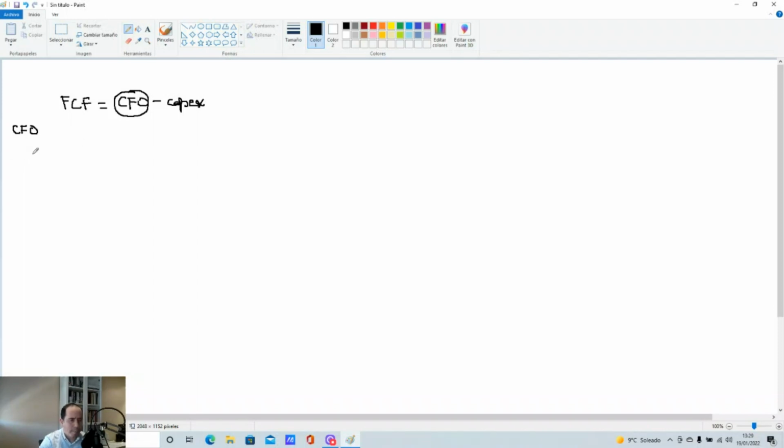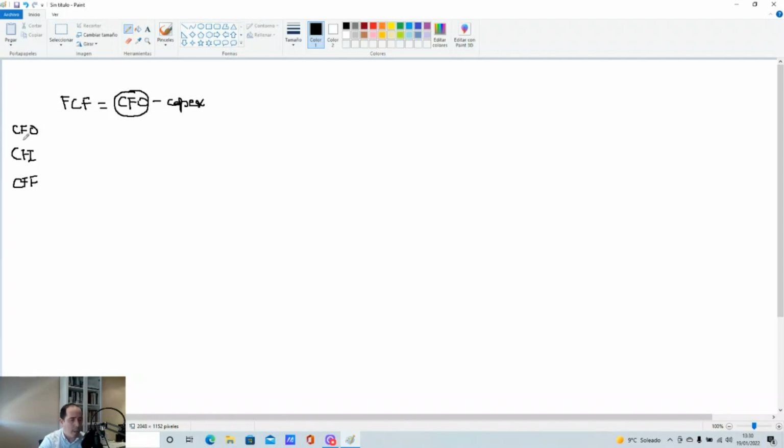Now in the cash flow statement, you will have the cash flow from operations, the cash flow from investing, and the cash flow from financing. In the cash flow from operations, you will find all the inflows and outflows of the operations of the company, all the revenues or the accounts receivable, all the situations of inflows and outflows that are due to the operations of the company.